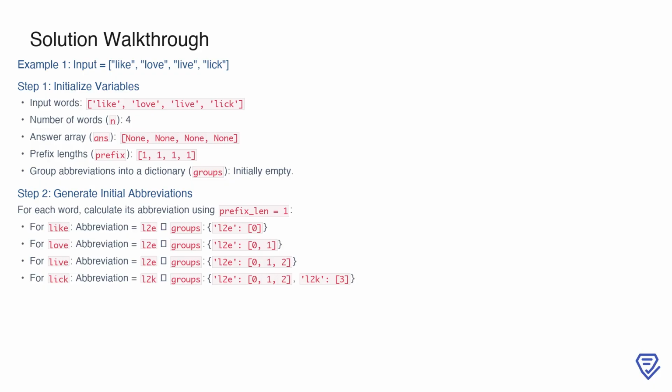Next, we calculate the abbreviations for each word using a prefix length of 1. For like, the abbreviation is L2E, where L is the prefix, 2 is the count of characters between the first and last letters, and E is the suffix. This abbreviation is added to the groups dictionary under the key L2E. Similarly, love and live also produce the abbreviation L2E, so they are grouped under the same key. Lastly, lick produces a unique abbreviation L2K, and it is grouped separately. At this stage, the groups are L2E: 0, 1, 2 and L2K: 3.